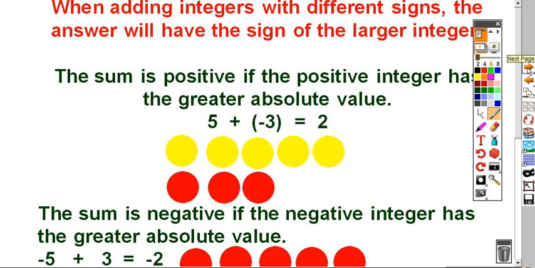When adding integers of different signs, the answer will take the sign of the larger integer, the one that you have more of. The sum is positive if you have more positives. The sum is negative if you have more negatives.